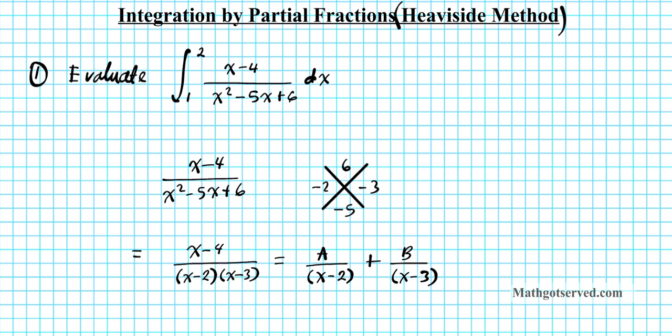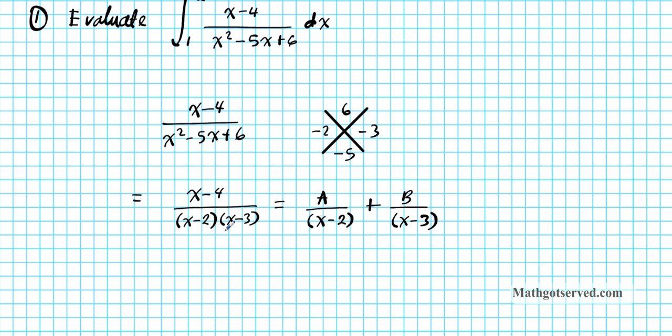Okay? Now we're going to multiply both sides of this equation by the LCD of the denominators, which is x minus 2 times x minus 3. So if I multiply this entire equation on the left by x minus 2 times x minus 3, it's as though I'm cross multiplying, right? So you can view it that way.